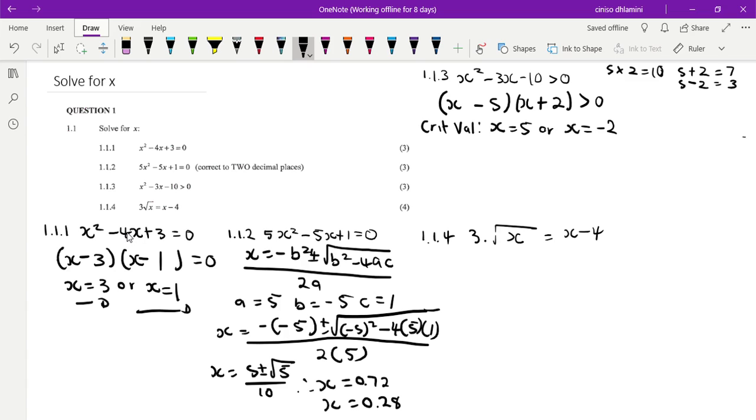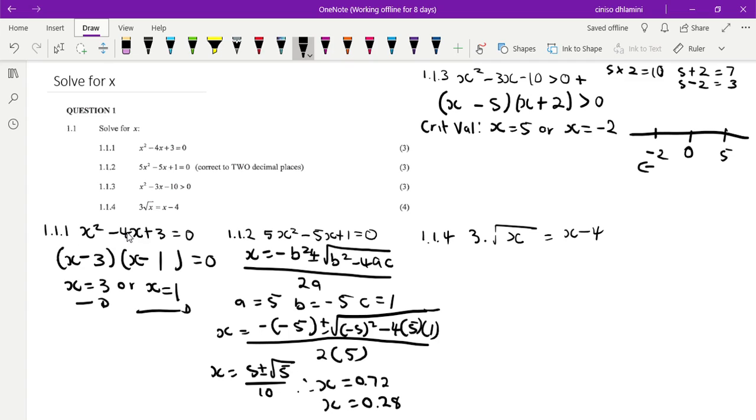So the most important thing is to draw your number line, 0 here, indicating your critical values -2 and 5. You're going to test values less than -2, because the question says find values of x such that they are greater than 0, so they must be positive. The values of x must be positive.